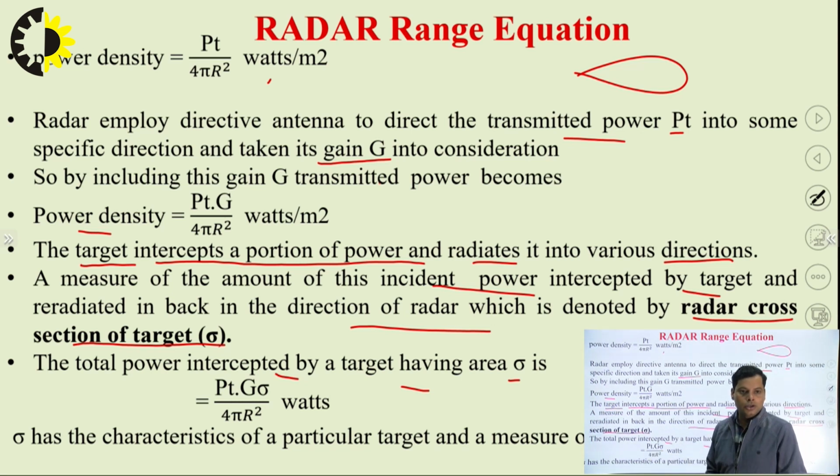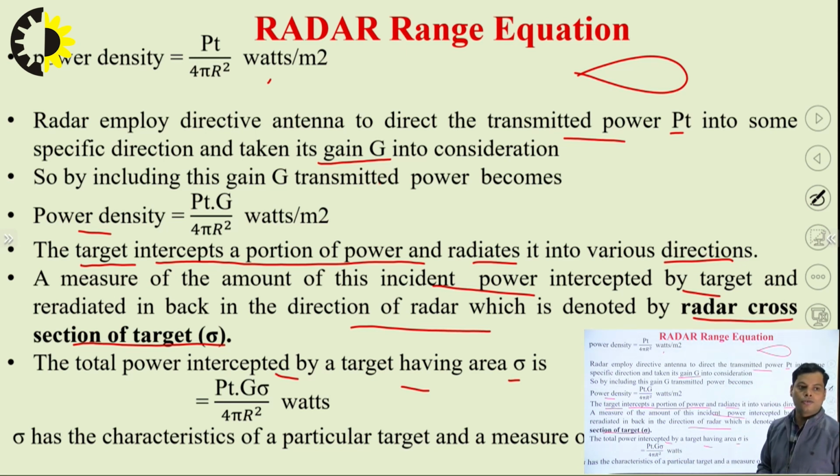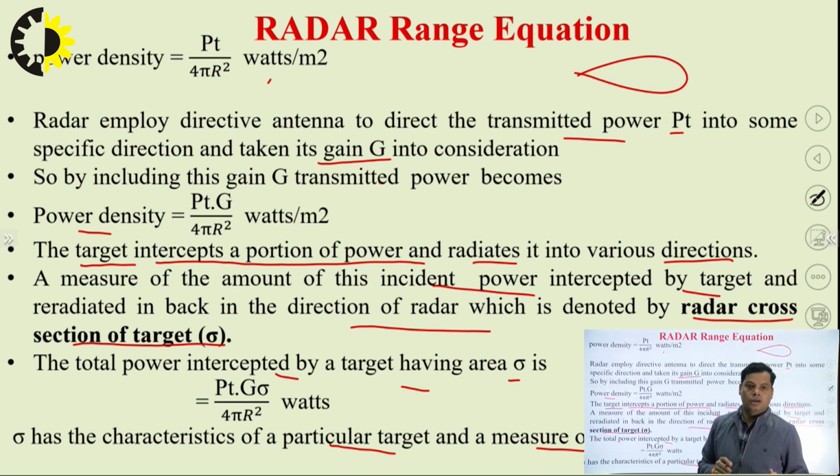So what will be the value of the power intercepted by the target? It is simply the power density multiplied with the area with which it is interacting. So this is given by PT into G upon 4 pi R square, into sigma, watt. Sigma has the characteristics of a particular target and is a measure of its shape and size. We will study this parameter sigma next, because this reflected power depends on the target, the object which we have to detect.